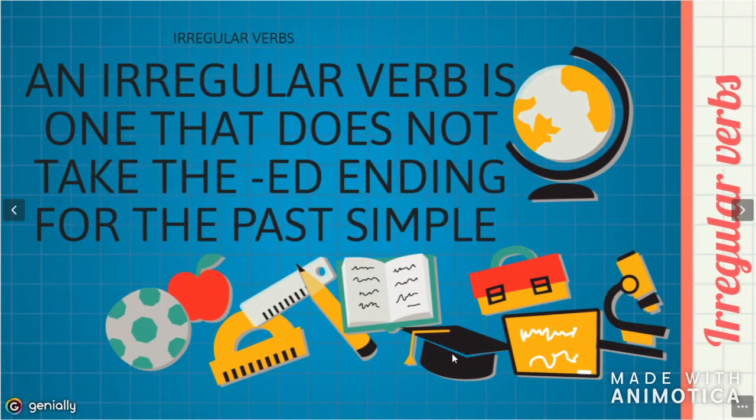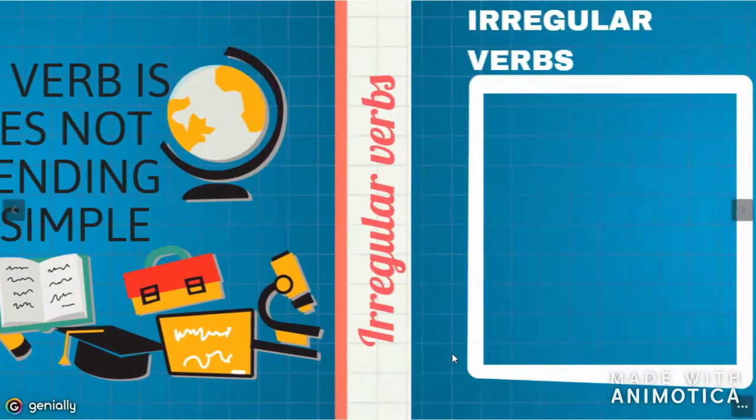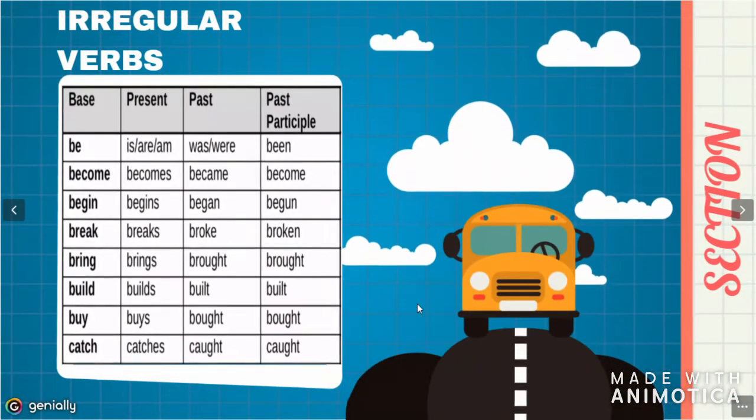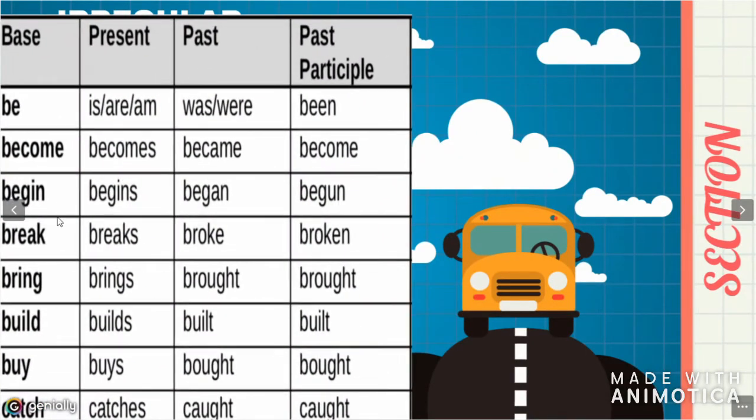Now for the irregular verbs. An irregular verb is one that doesn't take the ed ending for the past simple. Los verbos irregulares no tienen una terminación ed o regular cuando se conjugan. Cambian de manera completa. So for example, here we have break in the base form becomes broke in the past. Entonces el verbo cambia completamente su forma desde la forma base a la conjugación en pasado. Otro ejemplo, bring en la forma base, brought in the past.